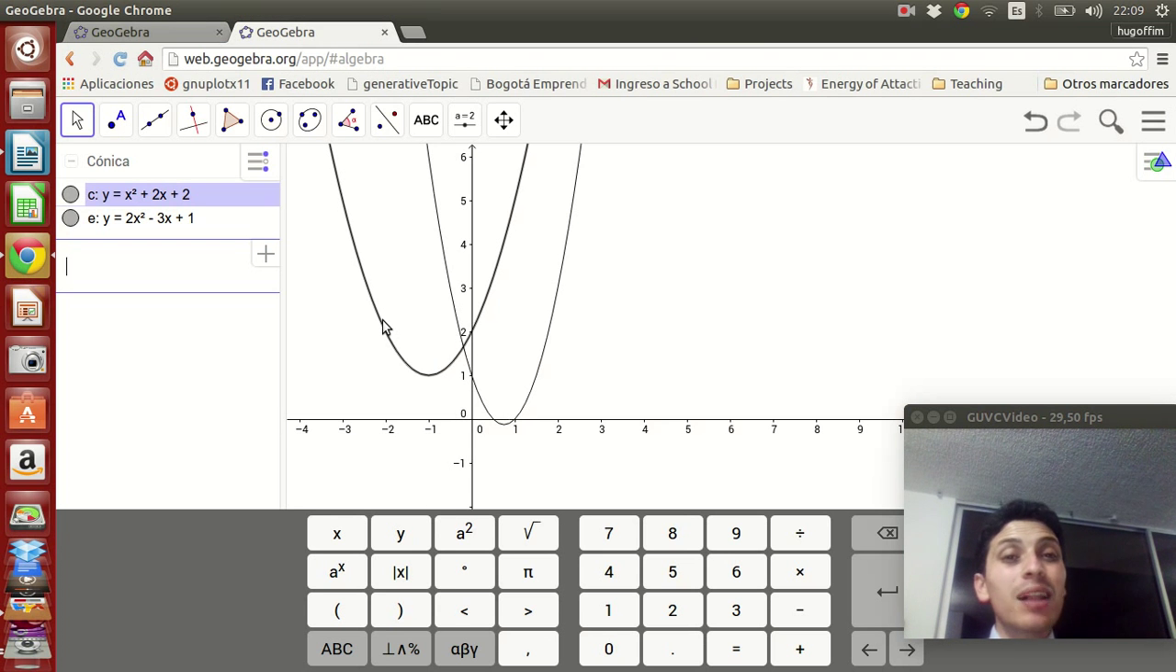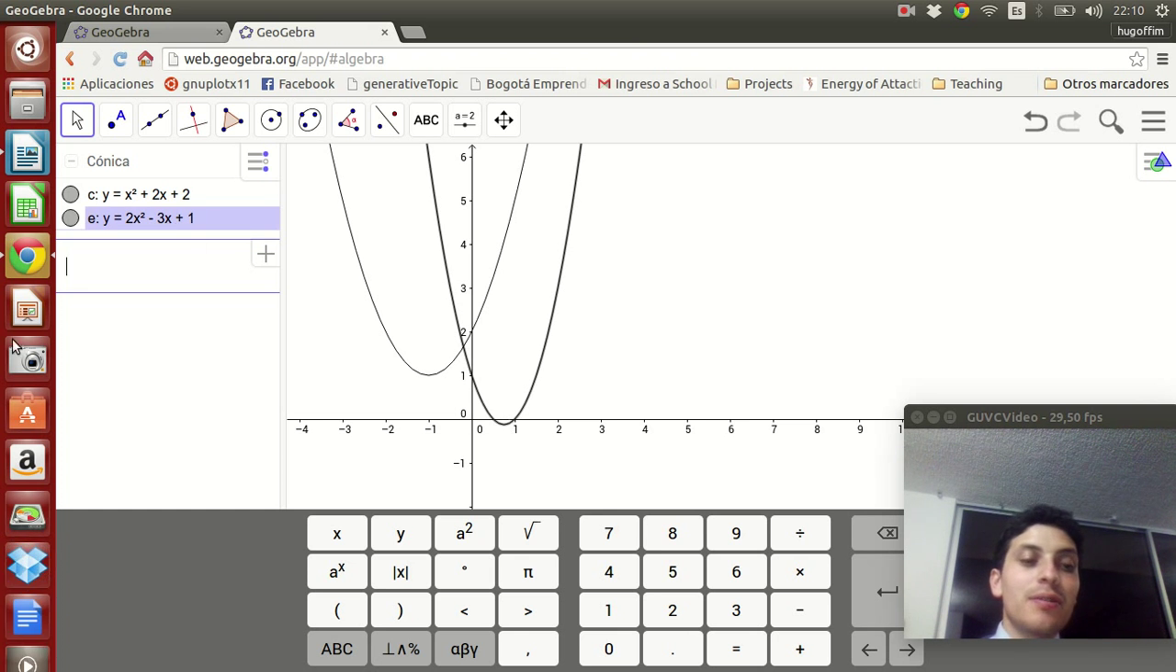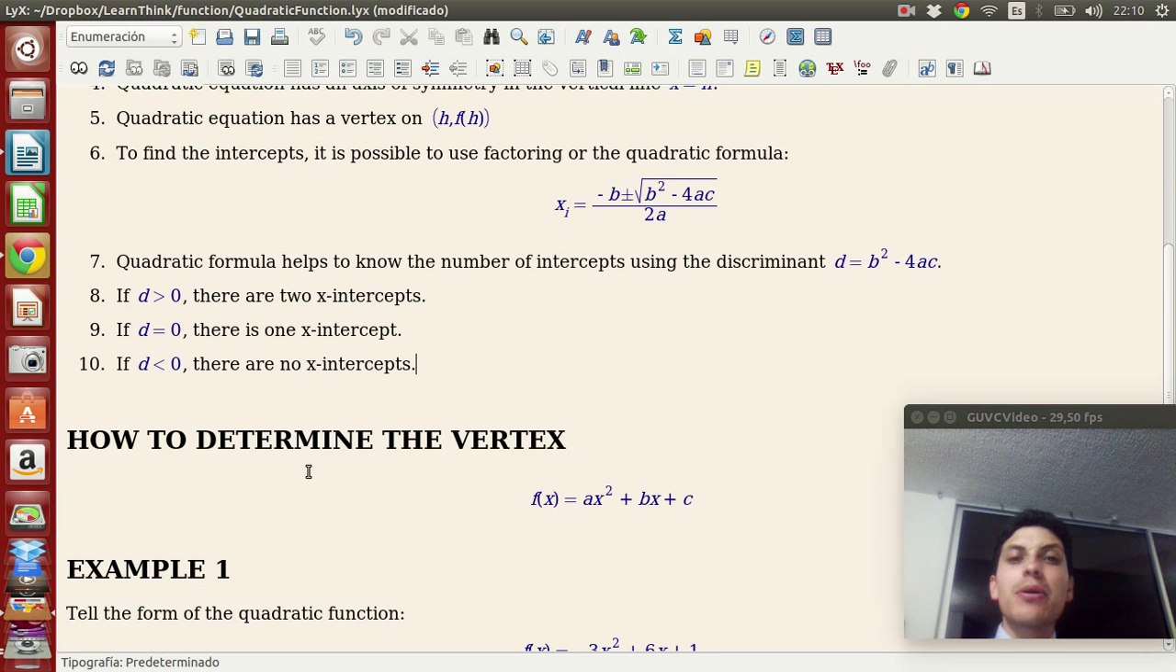I can tell you without calculating that the discriminant of the quadratic equation that corresponds to the intercepts of this quadratic function will be greater than 0. For this one it's less than 0, because there are no intercepts. And for this quadratic function, if we determine the intercepts using the quadratic formula, we would have two intercepts. It means D is greater than 0. Okay? So this is the theory we need.